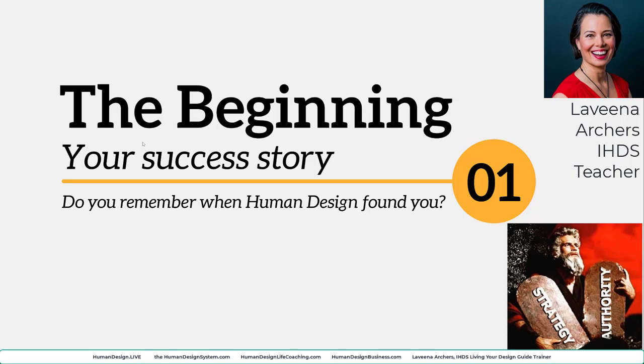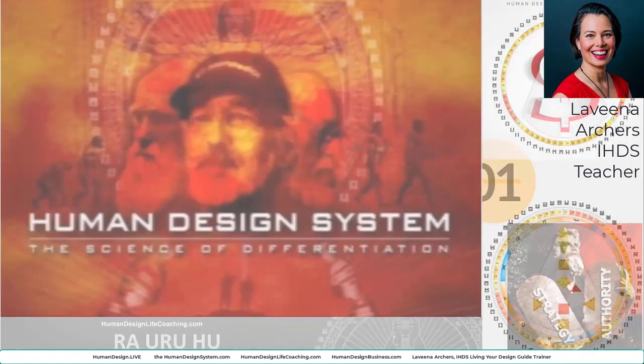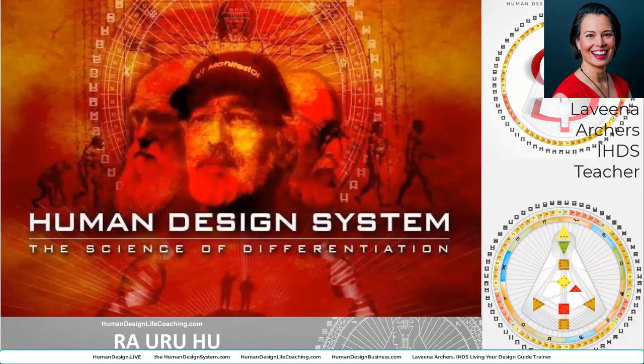Should you choose to accept, picking up the baton and carrying on this flame that Ra ignited for all of us who use human design in alignment with our work. So Ra Uru Hu, we are celebrating 35 years of the voice, having brought the system through its mouthpiece, through Ra, into the world. And Ra was an amazing 5-1 manifester.